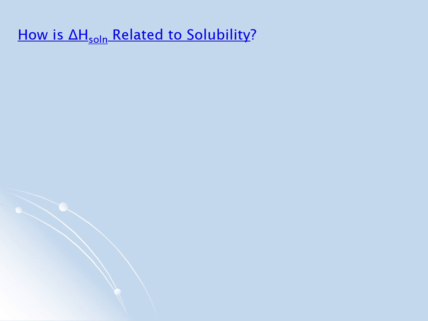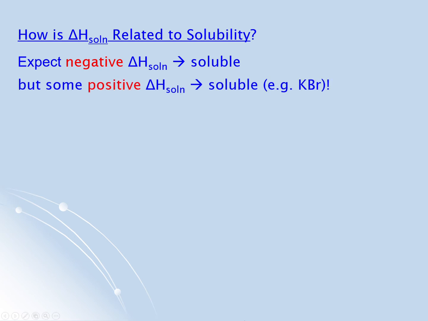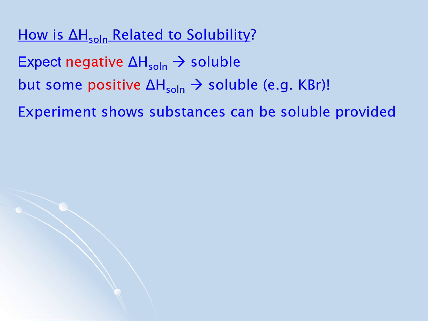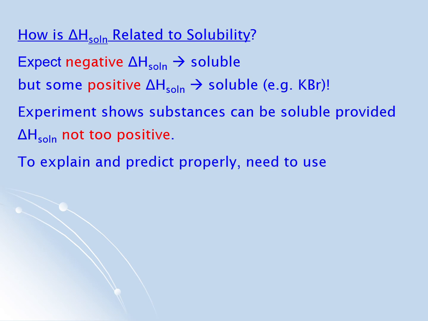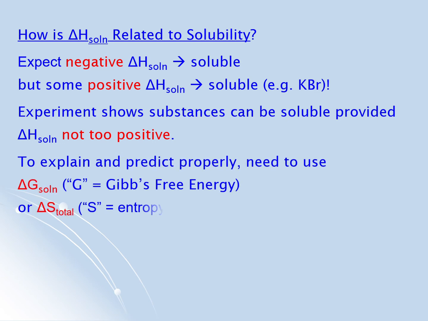So how do we relate this enthalpy of solution to solubility in water? Well, you would expect that if you have a negative or exothermic enthalpy of solution, you could comment that this solid would be soluble in water, but some positive enthalpies of solution are also soluble. The one we looked at there was potassium bromide. Provided the enthalpy of solution is not too positive, you're still likely to get it to dissolve. But we will look later at delta G, the Gibbs free energy, and the total change in entropy as well, which are two things that come in a further thermodynamics topic within A-level chemistry.